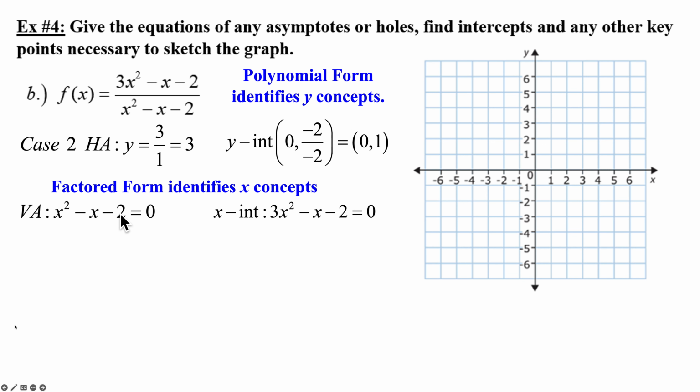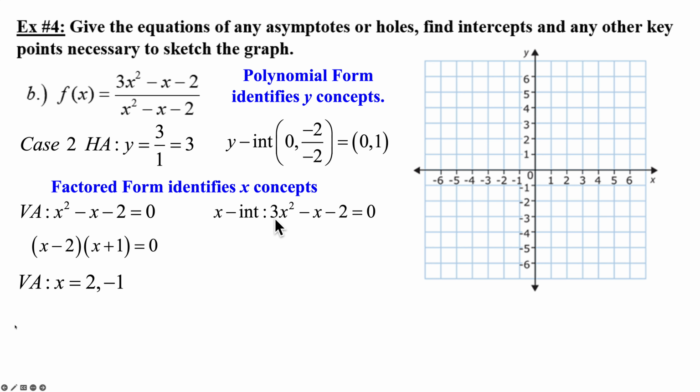So what two numbers multiply to be -2 and subtract to be -1? How about a -2 and a +1? (x - 2)(x + 1). All right, so x equals 2, x equals -1. There's my vertical asymptotes.